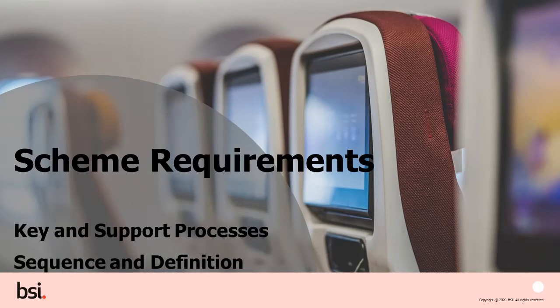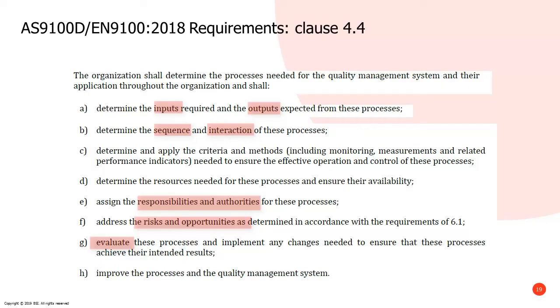Okay, so let's look at what the scheme says now. The key and support processes. What does the scheme ask for? So this is what clause 4.4 says. It says determine the inputs required and the outputs expected from these processes. Seems fairly fundamental. What goes in, what goes out. Then look at each of those processes, determine the sequence and interaction of them. So that's saying you monitor or you write down, create your value stream.